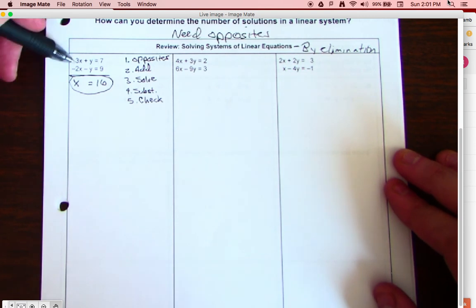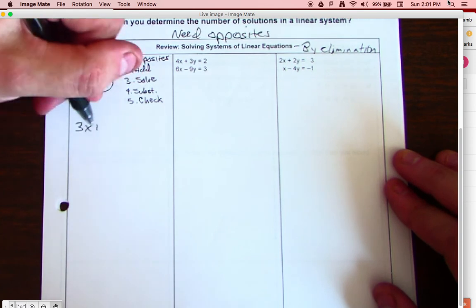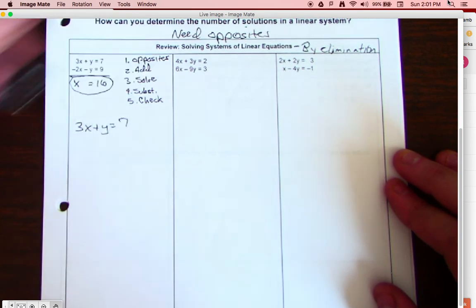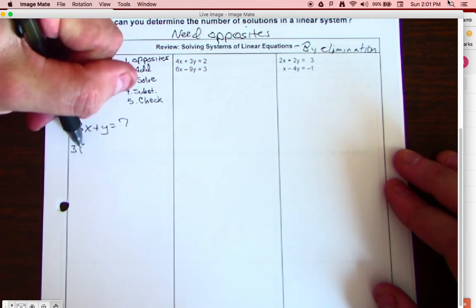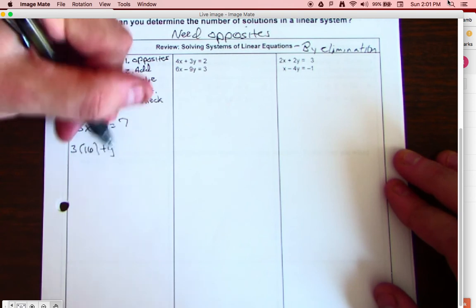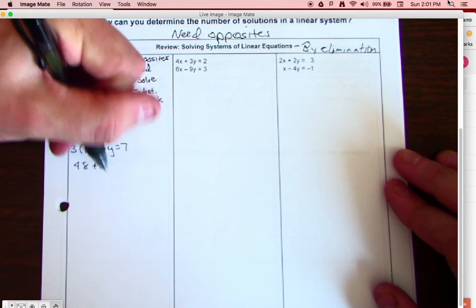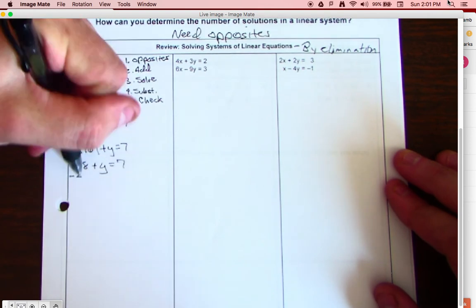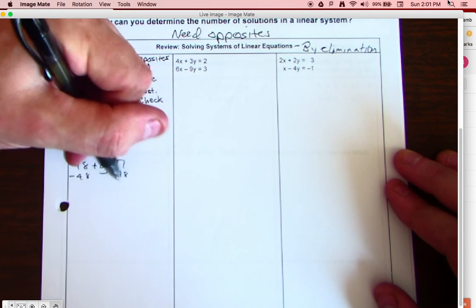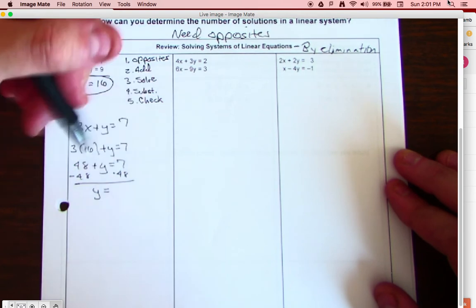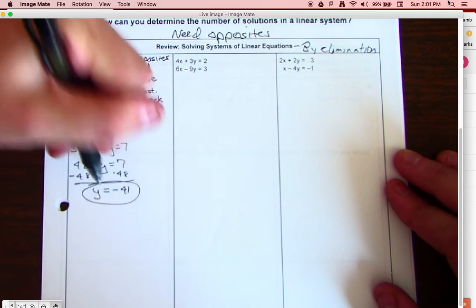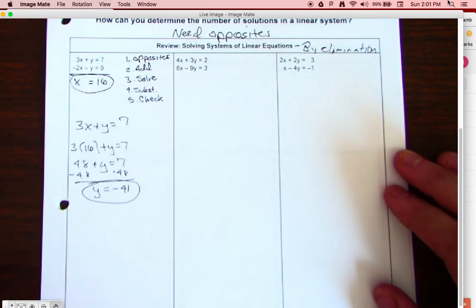So I'm going to pick this top equation. You can pick the bottom one if you want. The reason I picked the top is there are no negatives in it. I take this equation, 3x plus y equals 7, substitute 16 in there and then solve for y. So what are we going to get? 3 times 16 plus y equals 7. 3 times 16 is 48, plus y equals 7. Take away 48 from both sides, and we have y equals negative 41. So there's the fourth step, substitute.